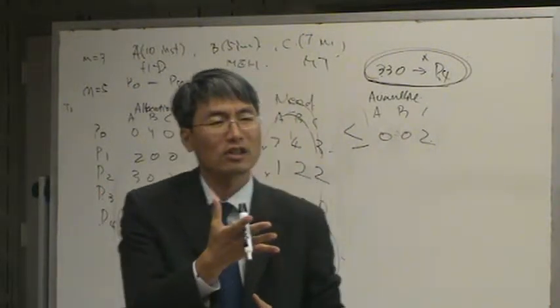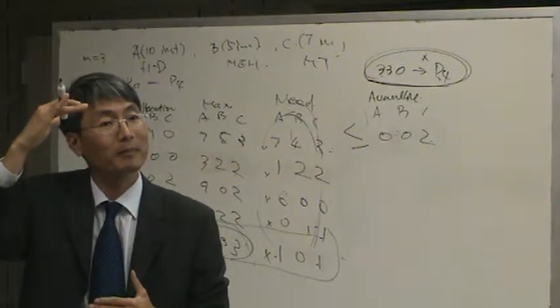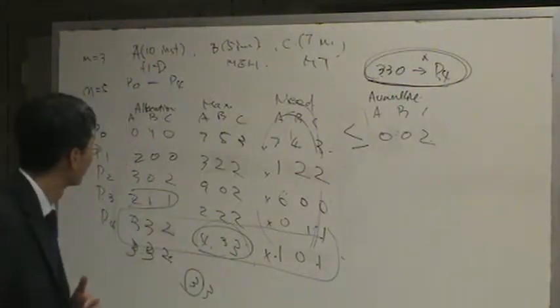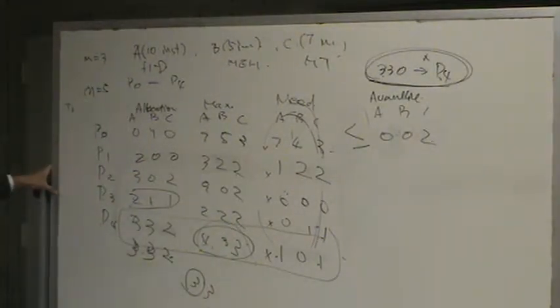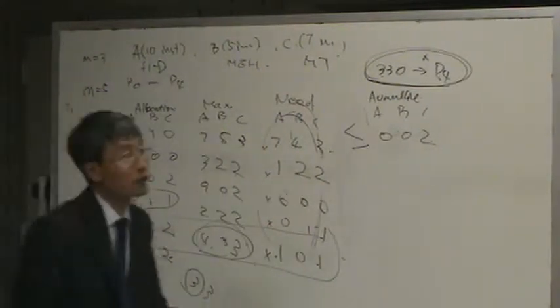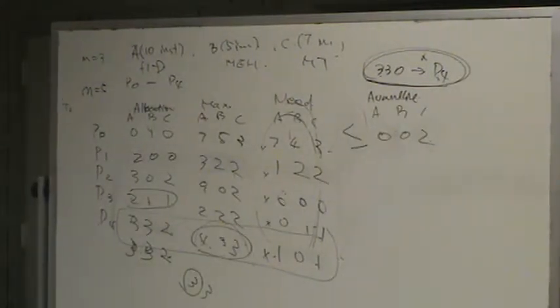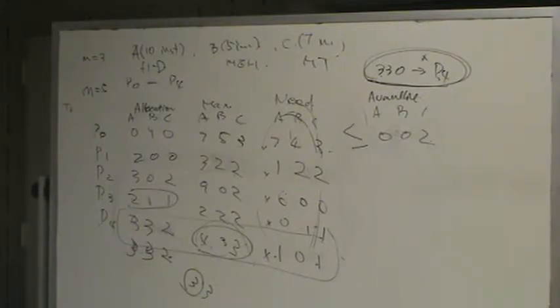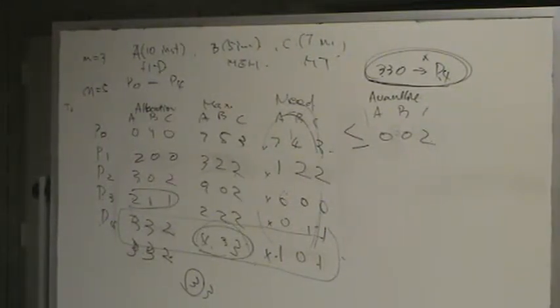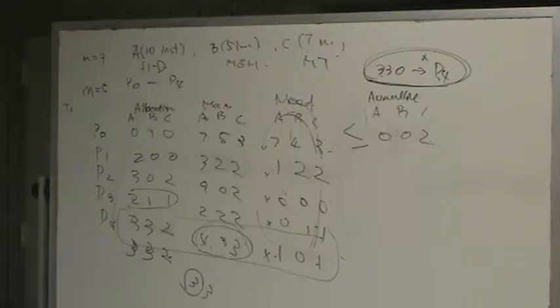But your question is whether it increases the maximum? Yeah, I think the number should be added to the maximum, not to the allocation. Let's see the P4 question again. It requests 3 more A, 3 more B. Yeah, that makes sense also. Check, yes.